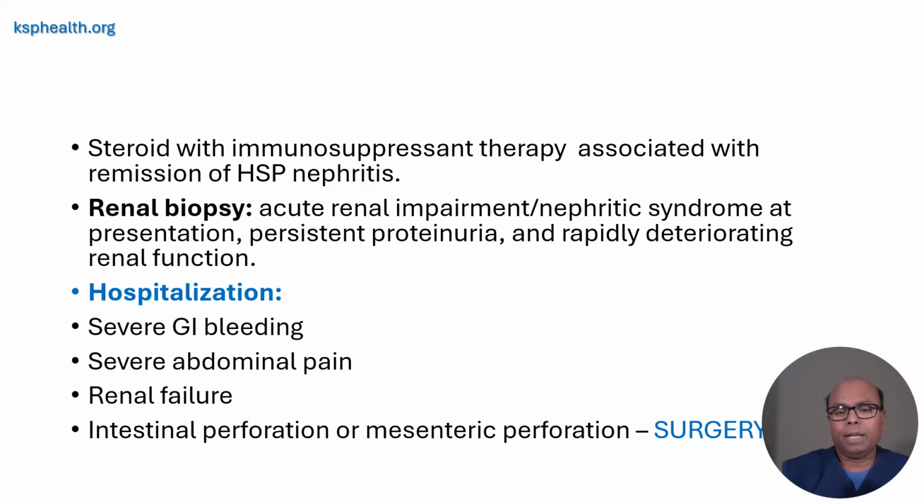Renal biopsy is indicated when there is an acute renal impairment or nephrotic syndrome at presentation, or when they have persistent proteinuria, and in those patients with rapidly deteriorating renal function. Hospitalization is necessary for the following conditions: severe GI bleeding, severe abdominal pain, renal failure, perforation or mesenteric perforation. Of course, they need surgical intervention right away.